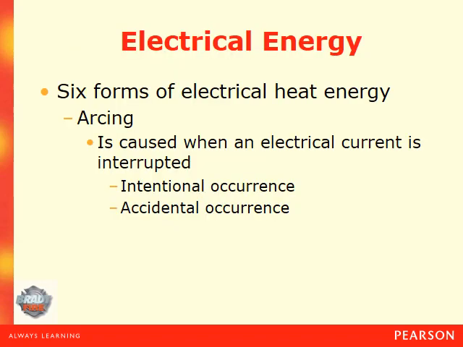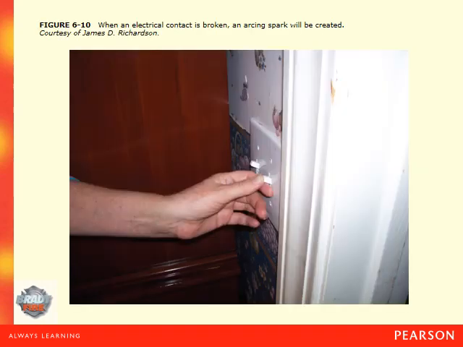Another form is arcing, and it is caused when an electrical current is interrupted. It can be intentional or accidental. A great example is when you turn a switch on and off. You will have some arcing occur. You can see that if you turn the lights off and watch the switch.